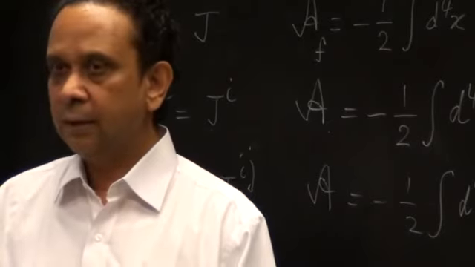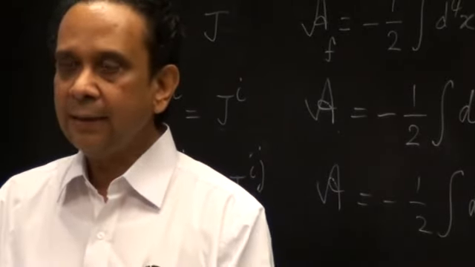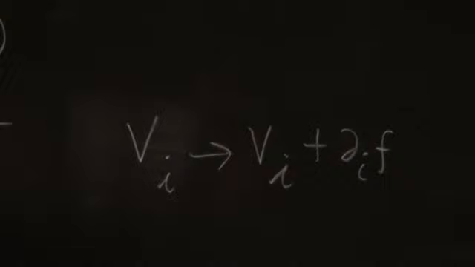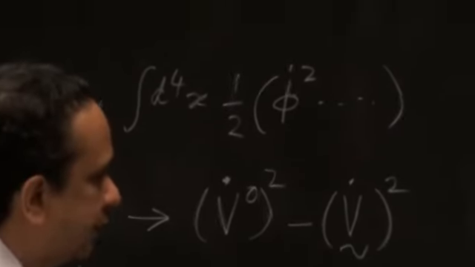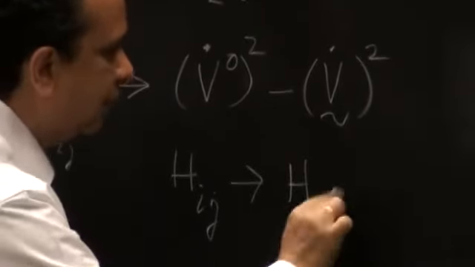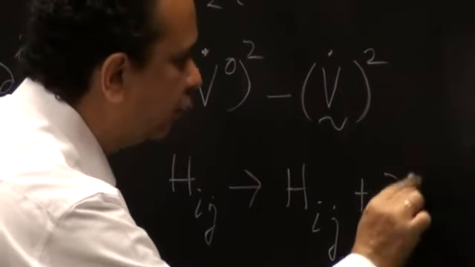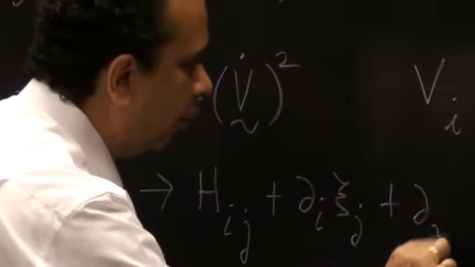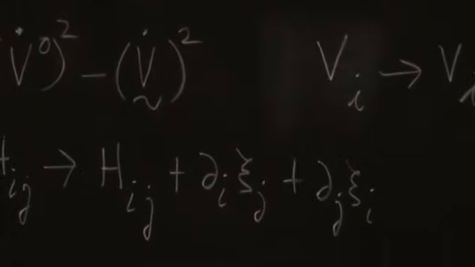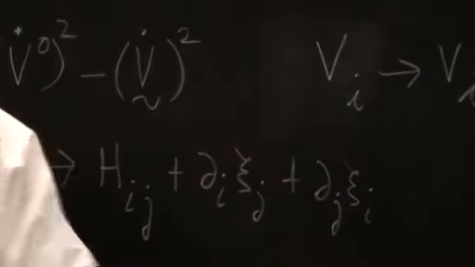Right? Now in order to do that, you want to have a generalization of exactly this kind of field. And here you used the scalar, now you use a vector. So you say that I want a theory in which H_ij going to H_ij plus d_i of some psi_j plus d_j of psi_i is a symmetry. This is a very natural generalization of this.